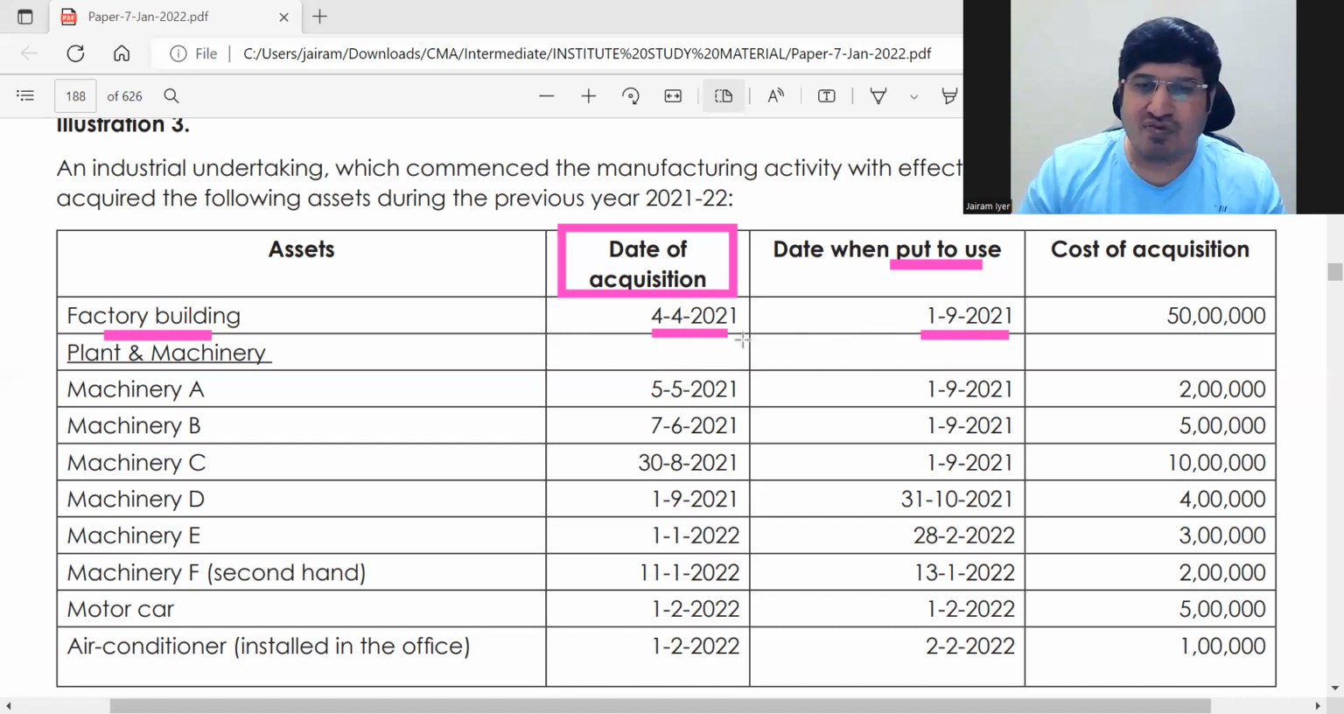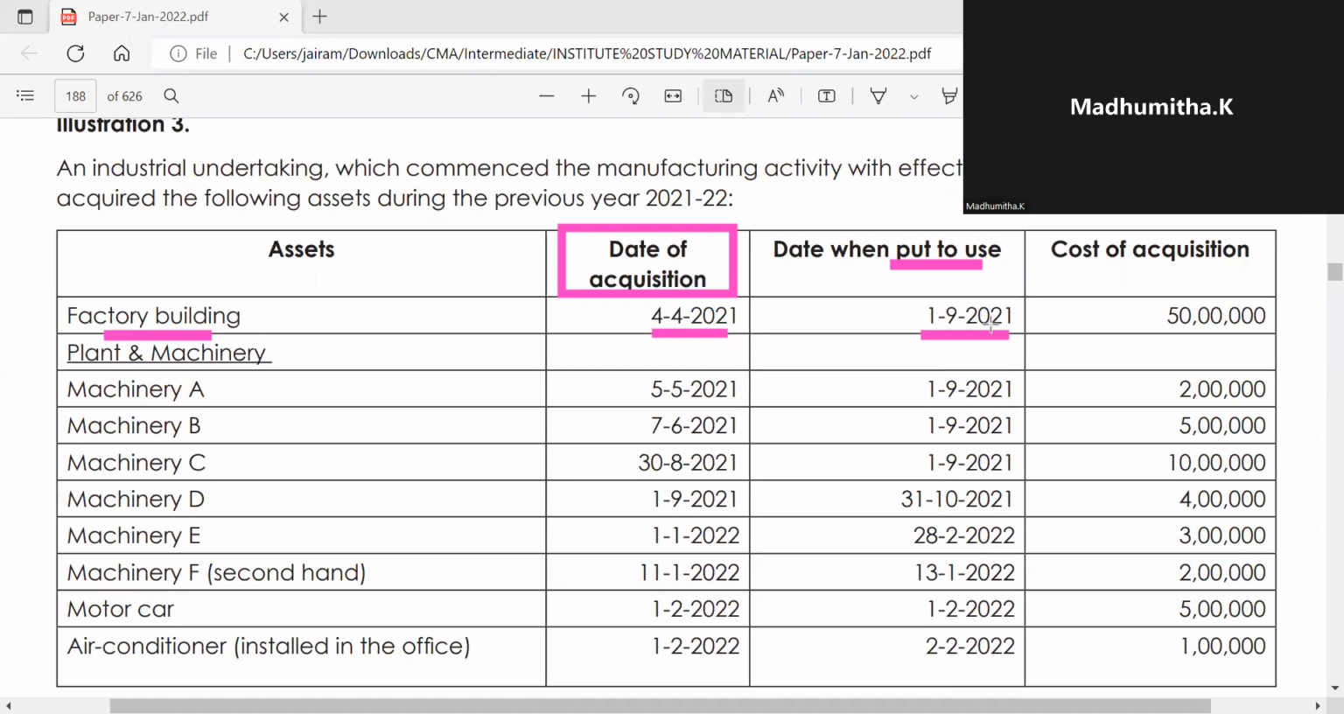So factory building 4/4/2021 and 1/9. So we have to see both the dates. So let's see the later date. So what is the date which I told you for 180 days? Latest date for 180 days. 3rd October, sir. Very good.